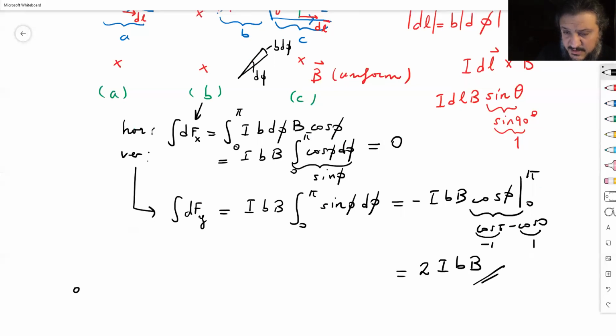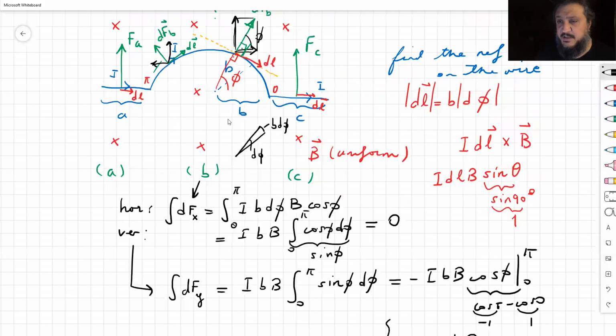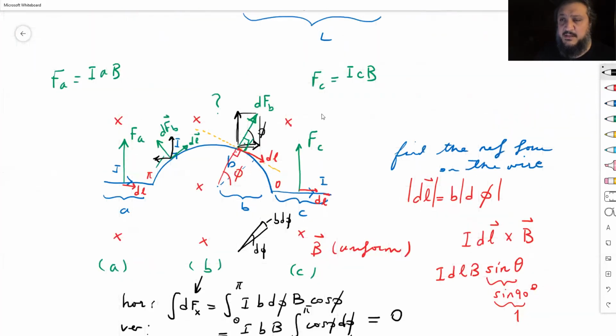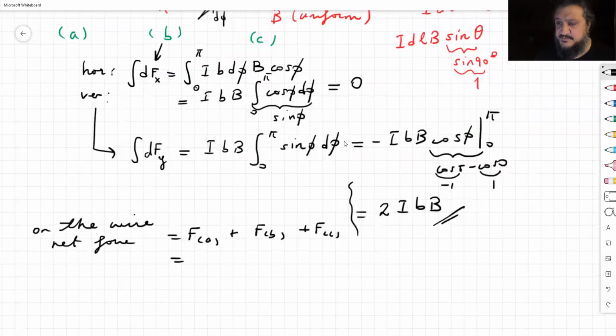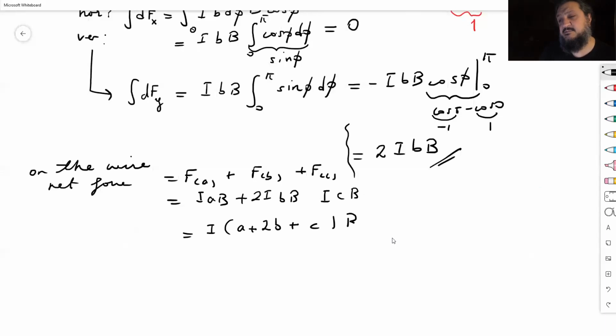Okay, so on the wire, then, the net force, which is FA plus FB plus the force in part C. So let's remember what we found in the beginning. FA was IAB, and then ICB. So let's write those here. IAB, and then ICB. In the middle, we have now 2 I's times B. In other words, I times A plus 2B plus C times B.